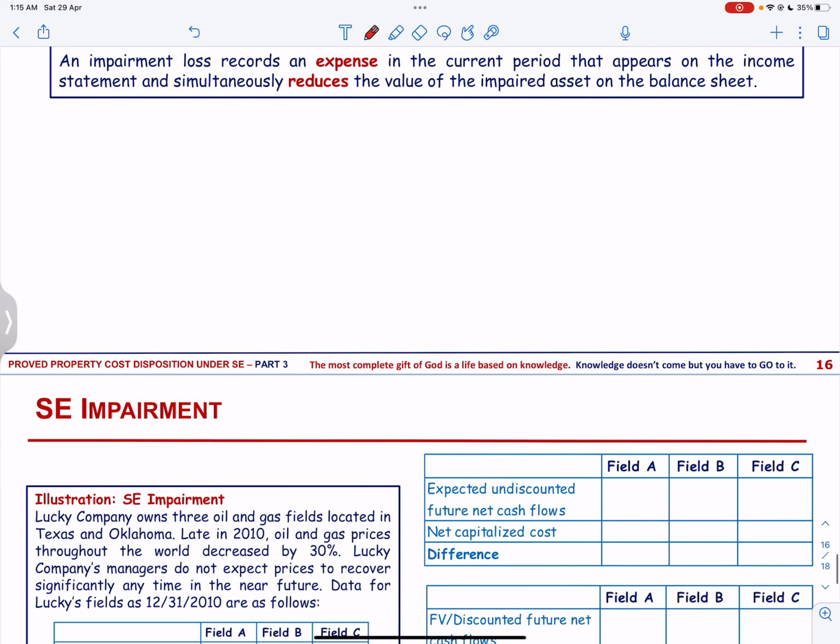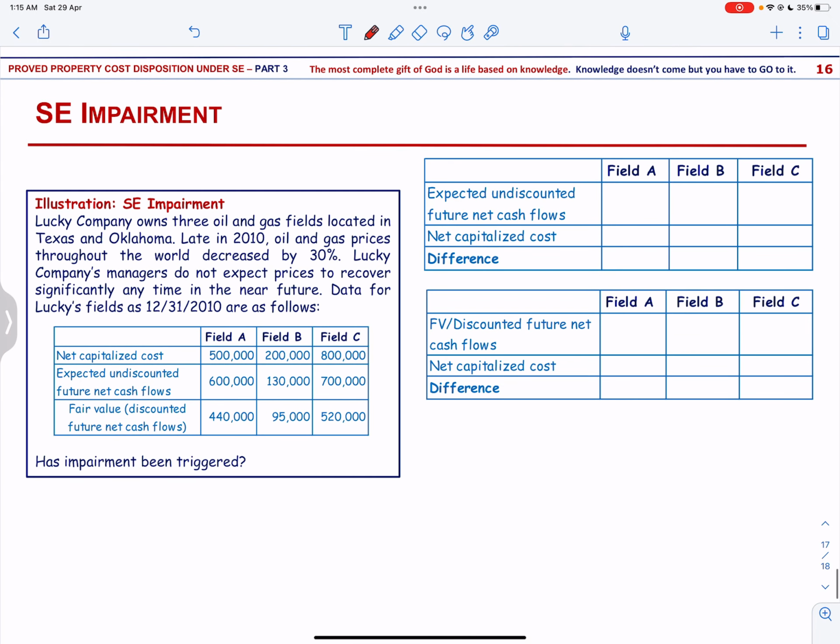So let us look into an exercise in this regard. Lucky Company owns 3 oil and gas fields located in Texas and Oklahoma. Late in 2010, oil and gas prices throughout the world decreased by 30%. Lucky Company's managers do not expect prices to recover significantly anytime in the near future. Data for Lucky Field are given as follows. We have the net capitalized cost, expected undiscounted future net cash flow, and fair value discounted future net cash flow. So they are asking, has impairment been triggered?